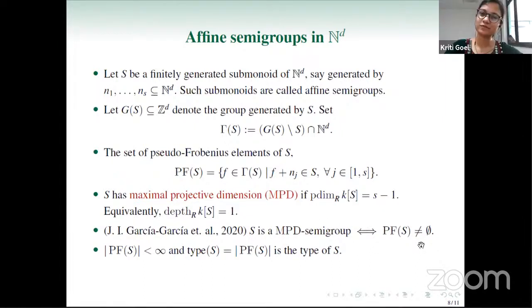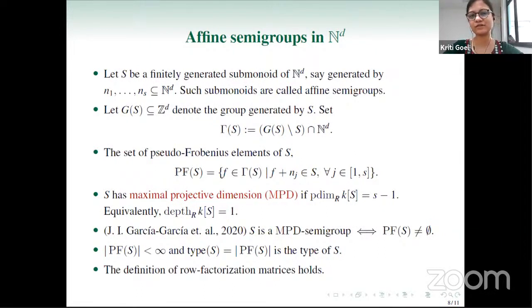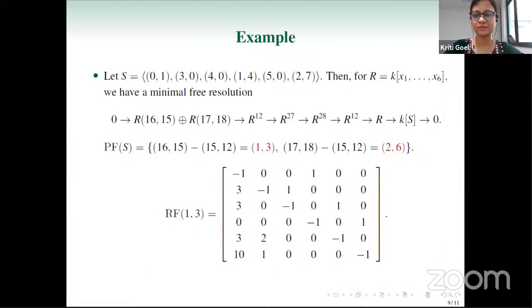But we do have existence of pseudo-Frobenius elements, and then one can work more and dig in more and establish connections. Of course, the other observations are that the set is, first of all, finite, and the cardinality of the pseudo-Frobenius elements we denote by the type of S. Of course, it's not really the Cohen-Macaulay type, but just the type of S. And since all of the setup follows parallelly, one can also define row factorization matrices parallelly here. And of course, the next thing I would want to touch upon quickly after pseudo-Frobenius elements is Frobenius elements, but before that, an example that row factorization matrices can really be defined in a parallel way.